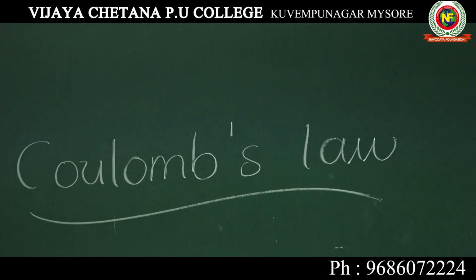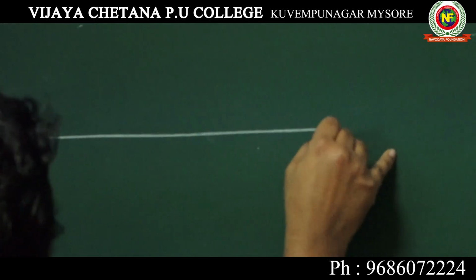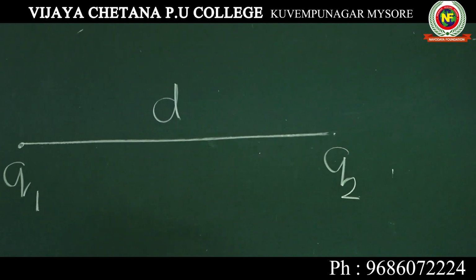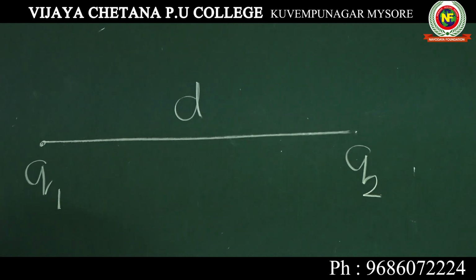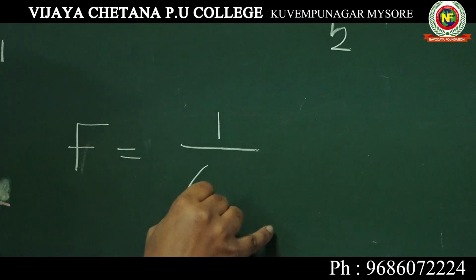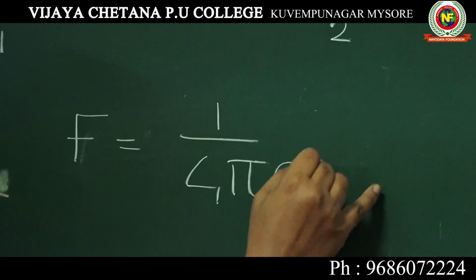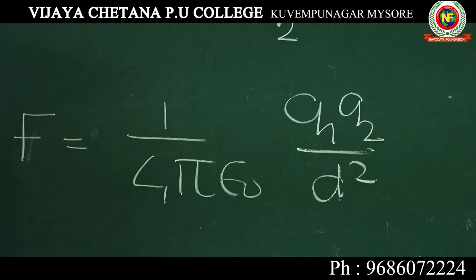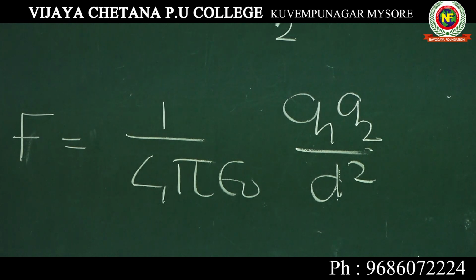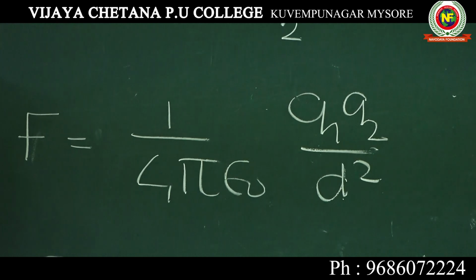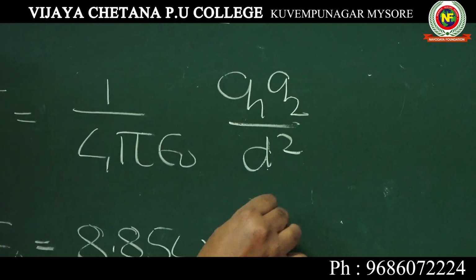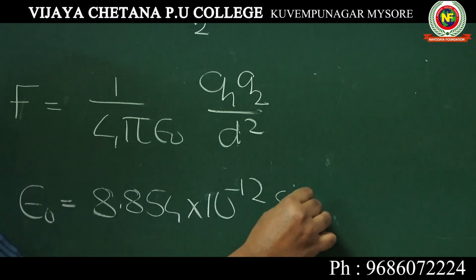Between two charges q1 and q2 separated by a certain distance, the force existing is given by 1 by 4 pi epsilon naught q1 q2 by d square in air or vacuum. I told you that this constant epsilon naught is 8.854 into 10 power minus 12 SI units.